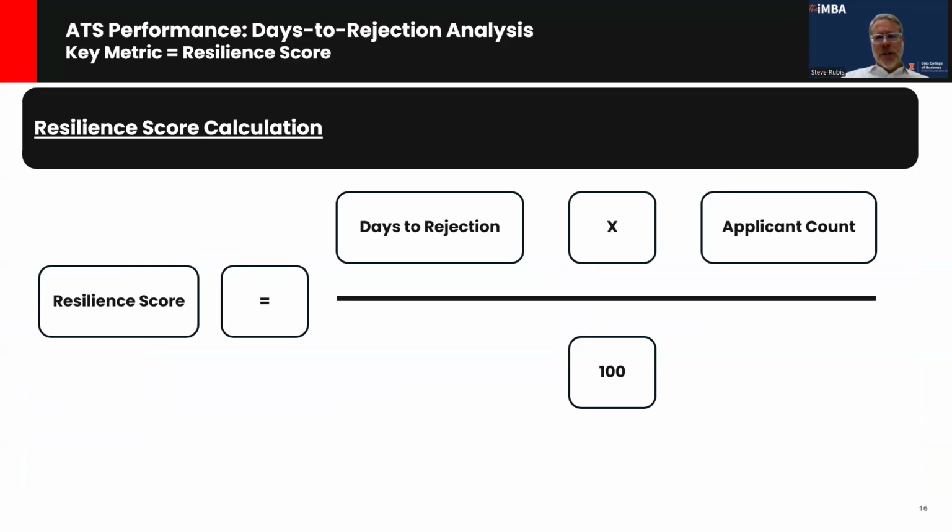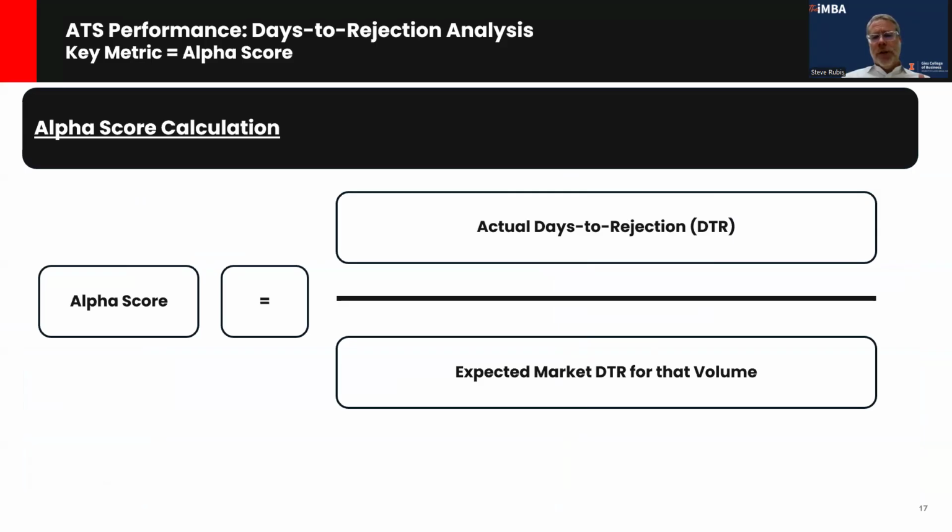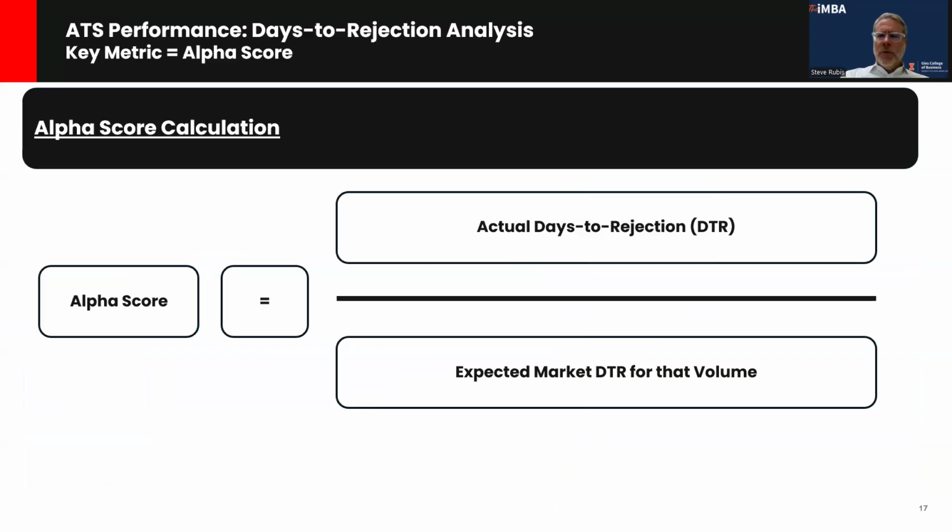And so in the appendix, these are just our quick calculations. Resilience score is your days to rejection times the applicant count over 100. That tells you how strong your application was. And then the alpha score is your days to rejection versus what the market expected DTR is for that given volume. And you need to use Gemini to help generate the denominator. But it's interesting to look at these pieces of data because it really allows you to own in on what's working and what's not working.